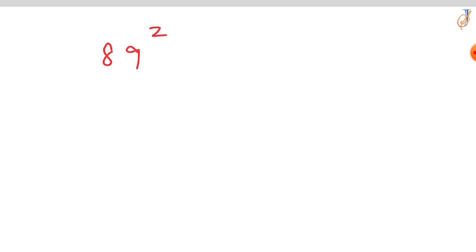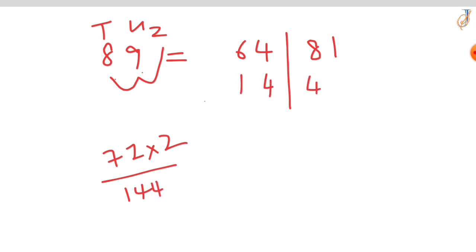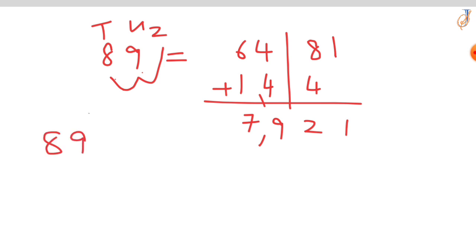Using the square trick, we can find 89 power 2 easily. This is the tens digit, this is the units digit. First square the tens digit, 8 power 2, which is 64. Then square the units digit, 9 power 2, which is 81. Then multiply the numbers: 8 times 9 is 72, 72 times 2 gives 144. Just write 144. Then add the numbers and you will get 7921. 89 power 2 is 7921.